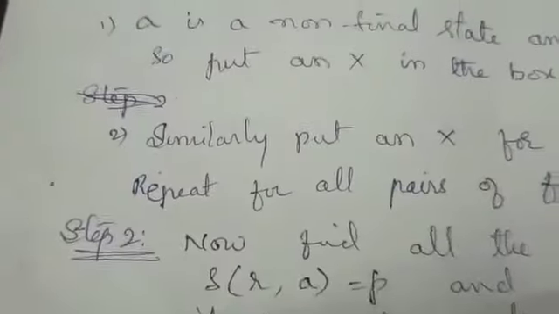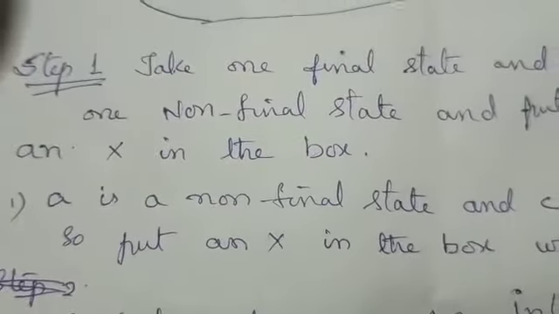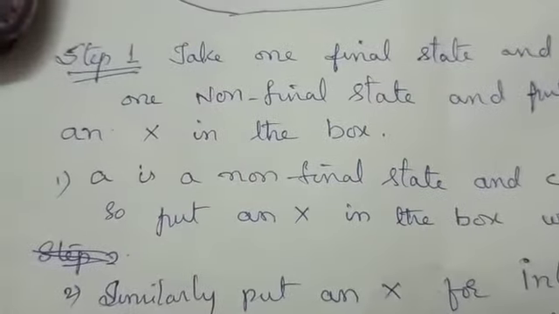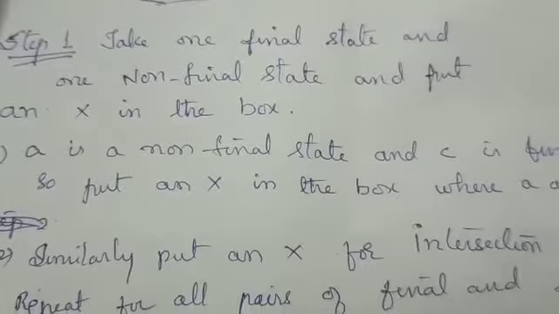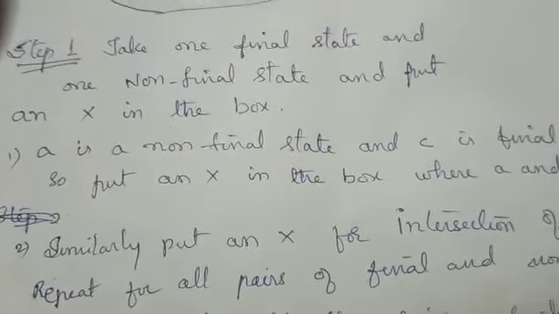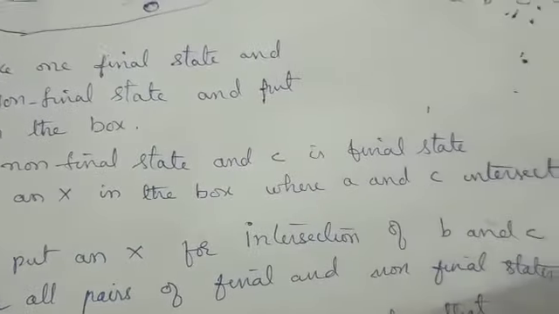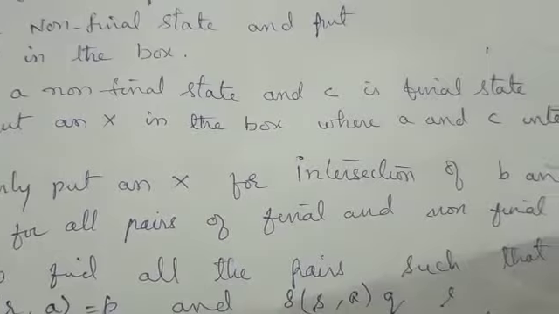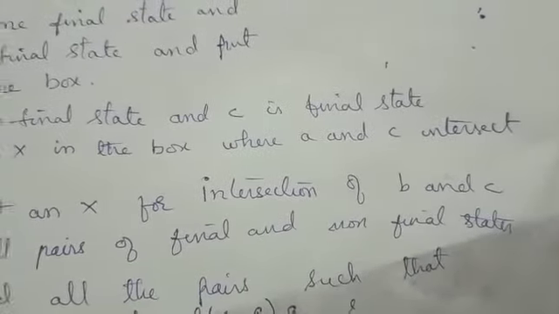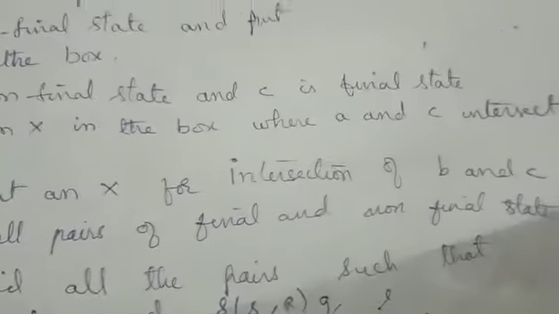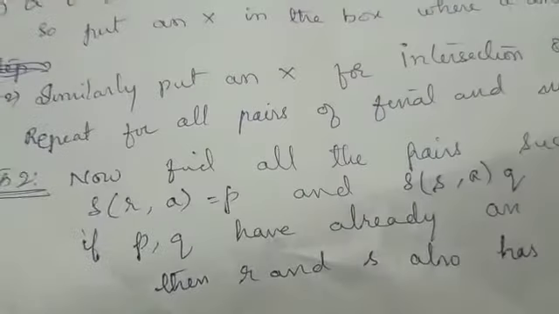So let us see the steps. Take one final state and one non-final state and put an X in the box. A is a non-final state and C is a final state, so put an X in the box where A and C intersect. Similarly, put an X for the intersection of B and C. Repeat for all pairs of final and non-final states.